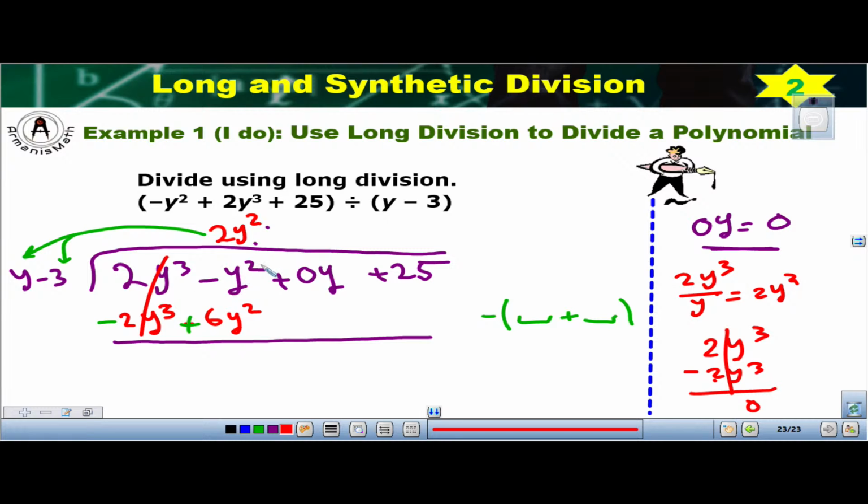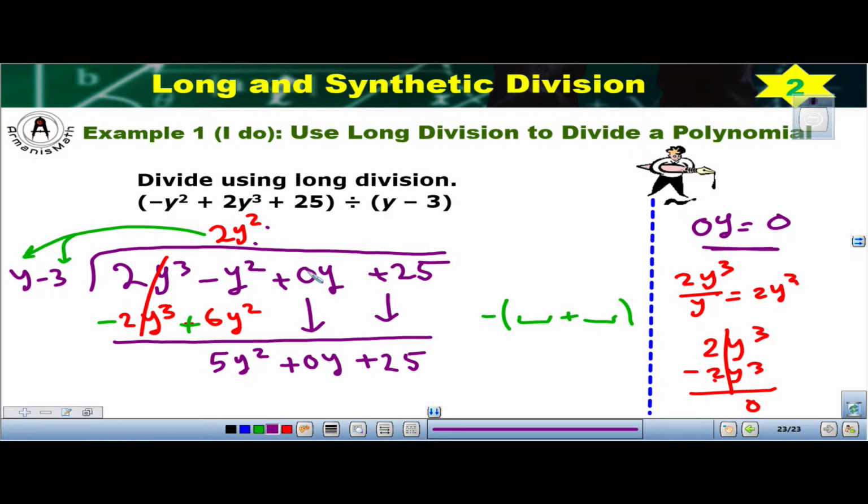I've got negative y squared plus 6y squared. How much would I get? I see myself looking at 5y squared. And this one is going to drop the way it is. This is plus 0y. This drops the way it is, plus 25. So all I did for long division is put that in standard form. Once I put that in standard form, I supply what's missing by 0 times whatever the variable is, 0x, 0y, whatever it is.